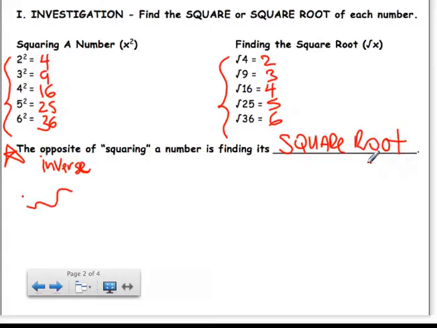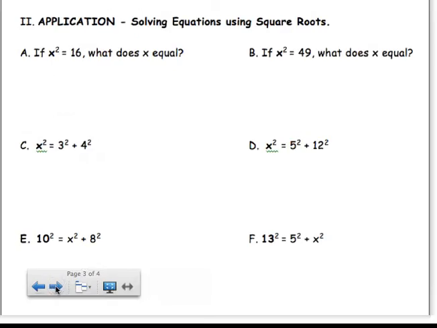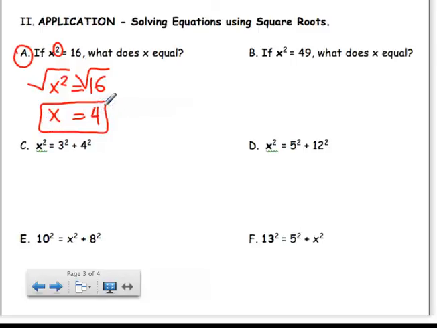And so whenever we see an equation that has something like x squared, the way we're going to solve it is by using the inverse operation, finding the square root. So that's going to help us solve pretty simple and then more complicated equations. Starting with A. If x squared equals 16, what does x equal? So if x squared equals 16, I'm trying to figure out what x would equal. Since I see x squared, I need to do the opposite, which is to find the square root. If I do that, the square root of x squared is just x, and the square root of 16 is 4. That should make sense, because 4 squared equals 16.